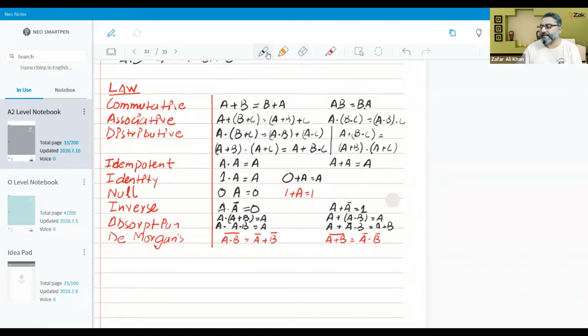Now, inverse says that A into A naught is equal to 0, and A plus A naught is equal to 1. And absorption says that A into (A plus B) is equal to A. Similarly, A plus A into B is equal to A, and A plus A naught into B is equal to A plus B. This absorption confuses a lot, so you need to mind it more than any other law from commutative to absorption. And then De Morgan's is the most important law of all. (AB) whole naught is equal to A naught plus B naught, and (A plus B) whole naught is equal to A naught into B naught.